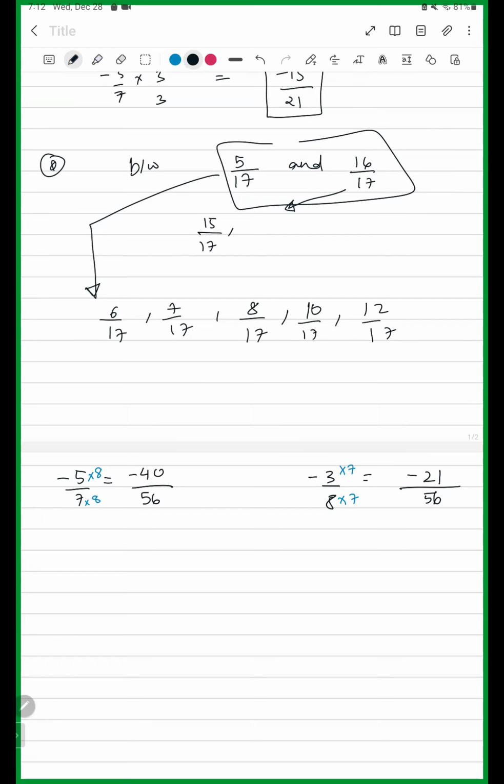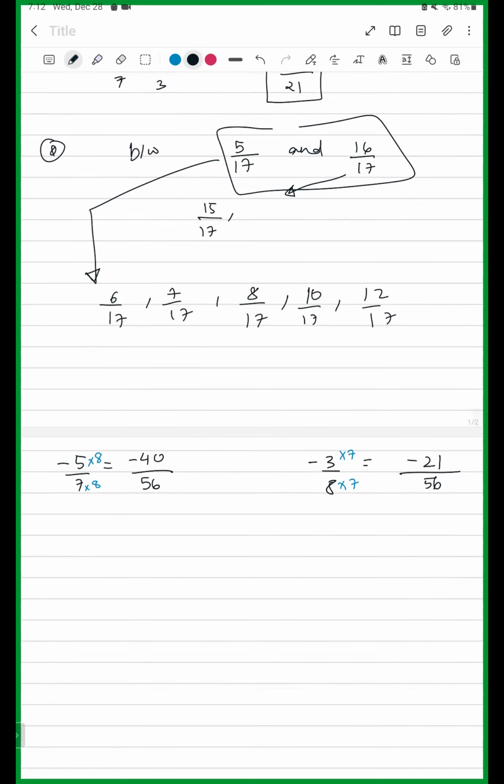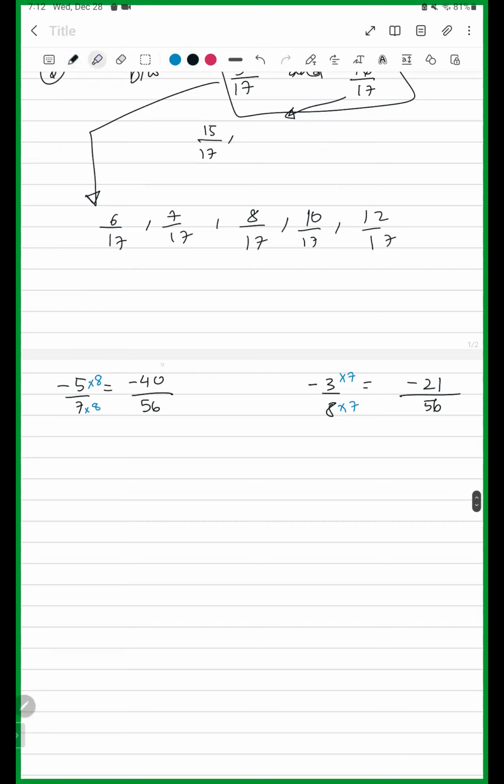So now what will we do? Now we have two fractions, minus 40 by 56 and minus 21 by 56. Find what lies between these two. Minus 39 by 56, minus 38 by 56, minus 37 by 56, minus 36 by 56, and minus 35 by 56. Very good.